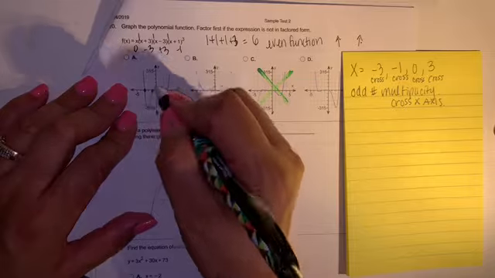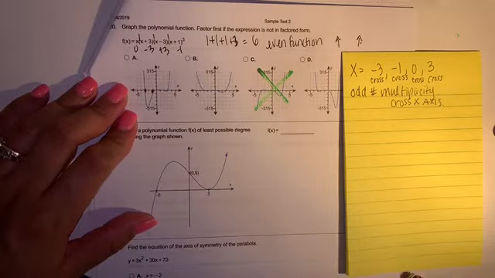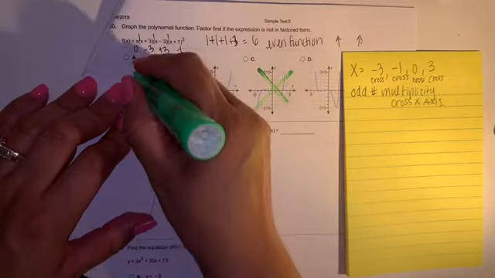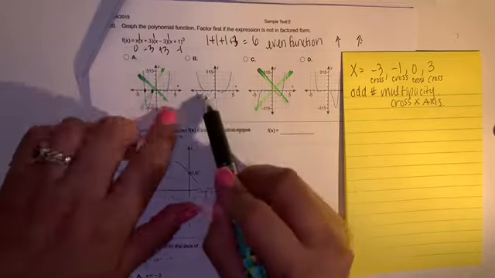Do I have a negative 1? It does not cross at negative 1. Okay, so that is not an option. A is out. Okay, so let's look at B.